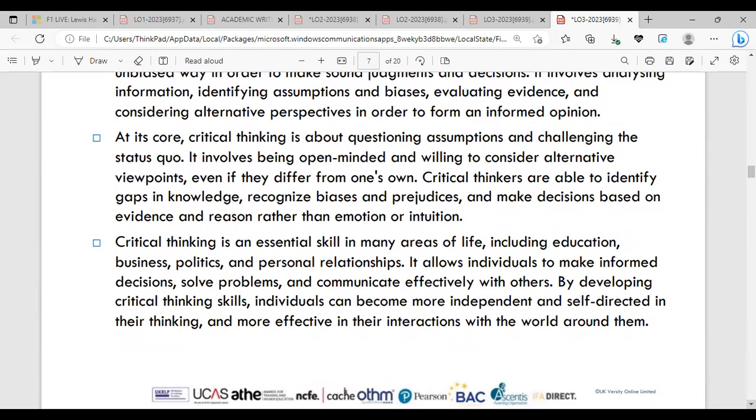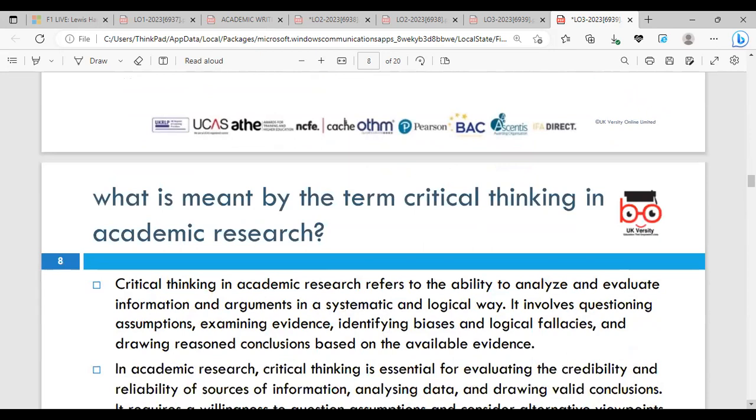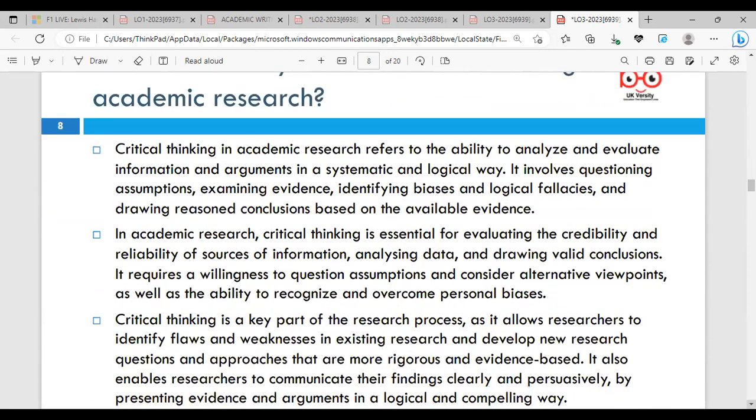Critical thinking is an essential skill in many areas of life, including education and business. By developing critical thinking, individuals become more independent and self-directed. That's the key. What is meant by the term critical thinking in academic writing?